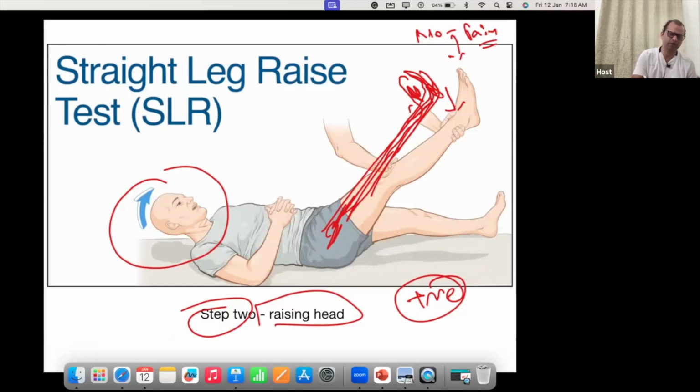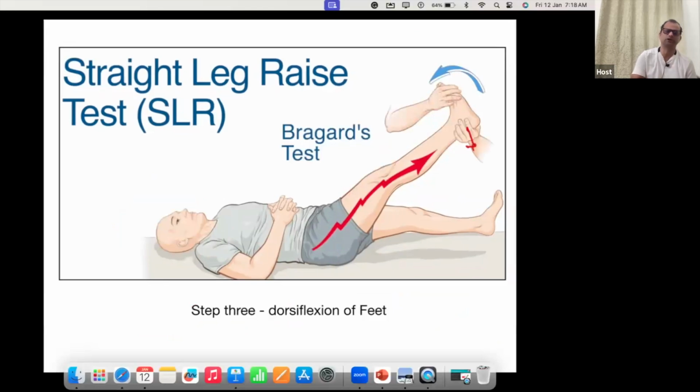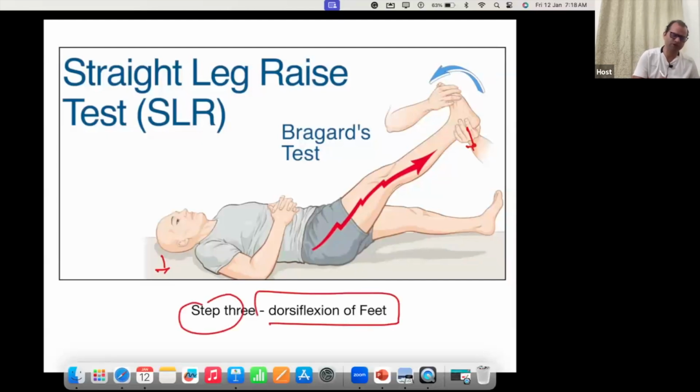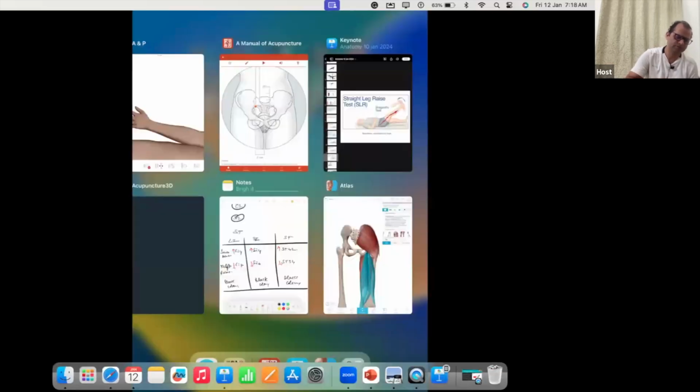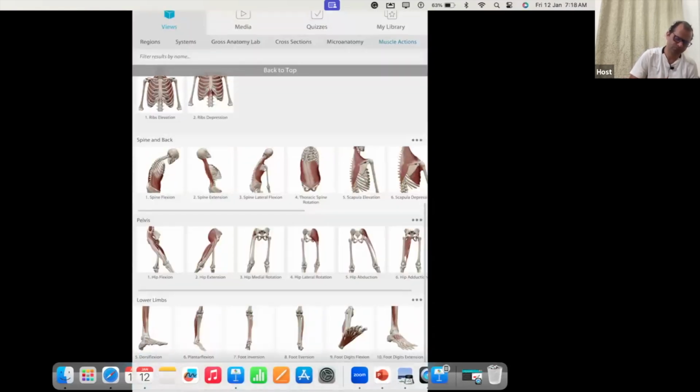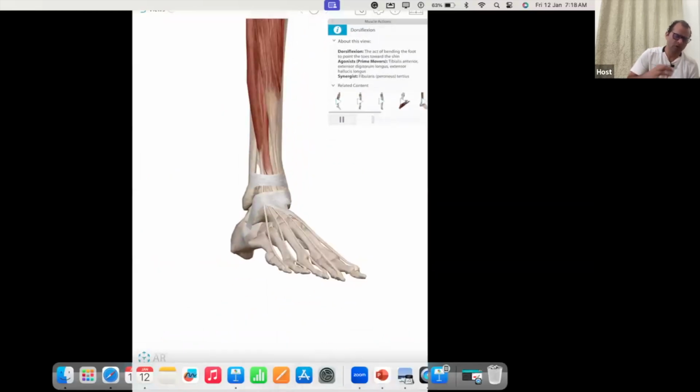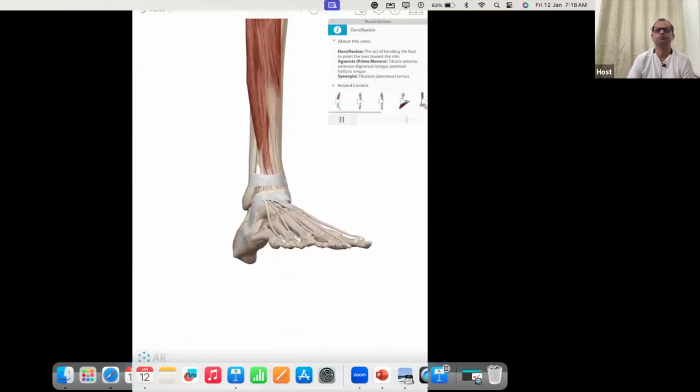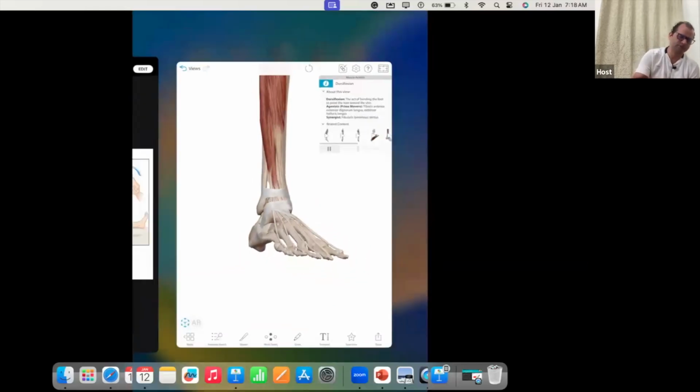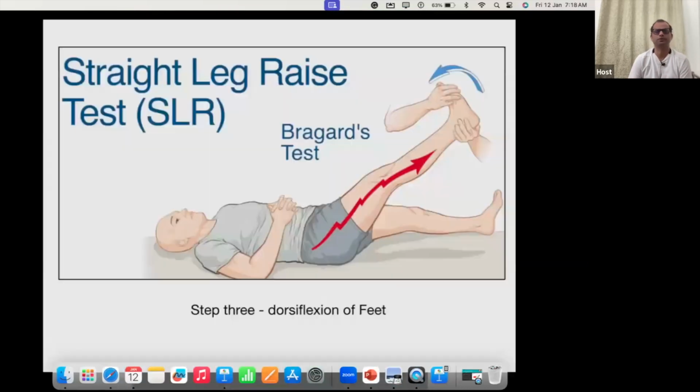And step number 3, again we bring the leg down a little, and keep the head on the floor so the person is comfortable. Now step number 3, dorsiflexion of the feet. We dorsiflex the foot. The meaning of dorsiflexion, look at this, this is the dorsiflexion movement, when we take the foot in the upward direction. So in step number 3, we do dorsiflexion and pain is reproduced.